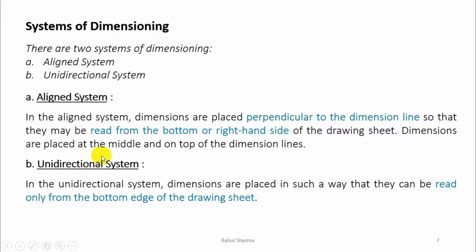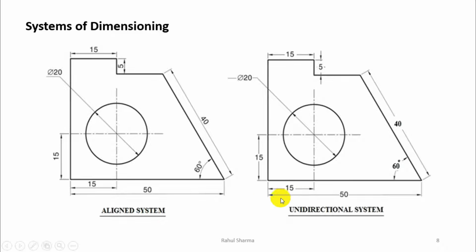But in unidirectional, uni means single. So in this we use only the downward direction to read and write the dimension value, and we write the dimension value in between the dimension lines. It will be more clear with this diagram. I have drawn these two diagrams and you can very easily differentiate between these two, starting from every dimension.